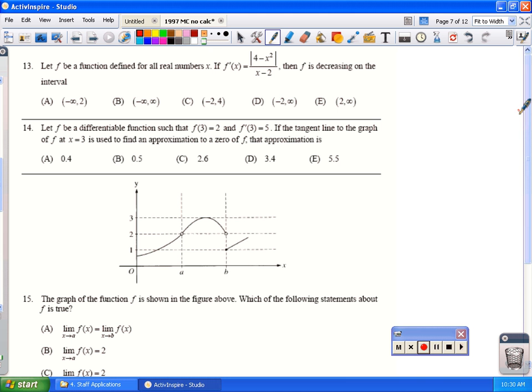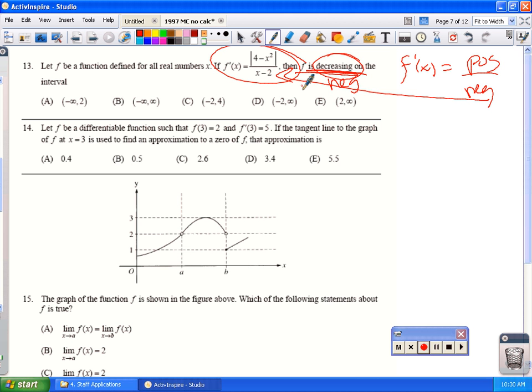Number 13, we're trying to figure out where an original function is decreasing. They give us the first derivative, and this first derivative is always positive in the numerator, so the denominator is ruling the roost, yes? I want an outcome of what kind of number? I want a negative outcome, which means I need the denominator to be negative, which means I need to figure out which numbers make x minus 2 negative. Numbers to the left or less than. Yep.